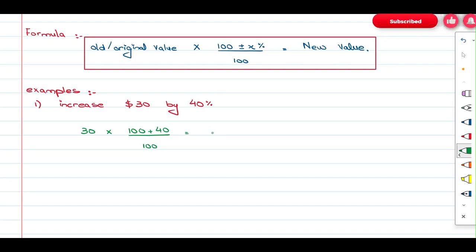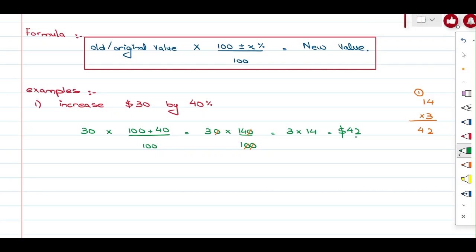Let me solve this. We have 30 multiply 140 divided by 100. The 10 is cancelled out with that 10, so we have 3 times 14. Let me simplify. 14 goes to 3 times table. 3 times 4 is 12, 1 and 2. 3 times 1 is 3 plus 1 is 4, right? So the answer is $42. This is the new value. So increasing $30 by 40% gives $42.